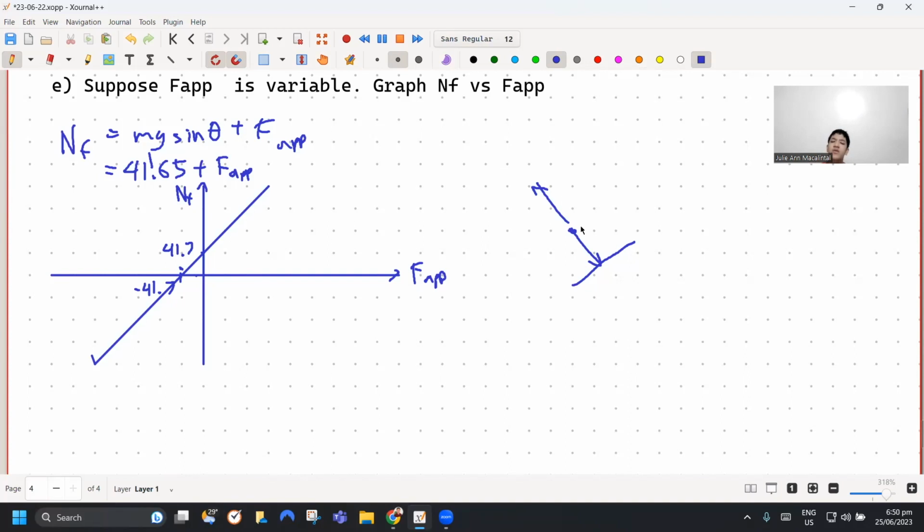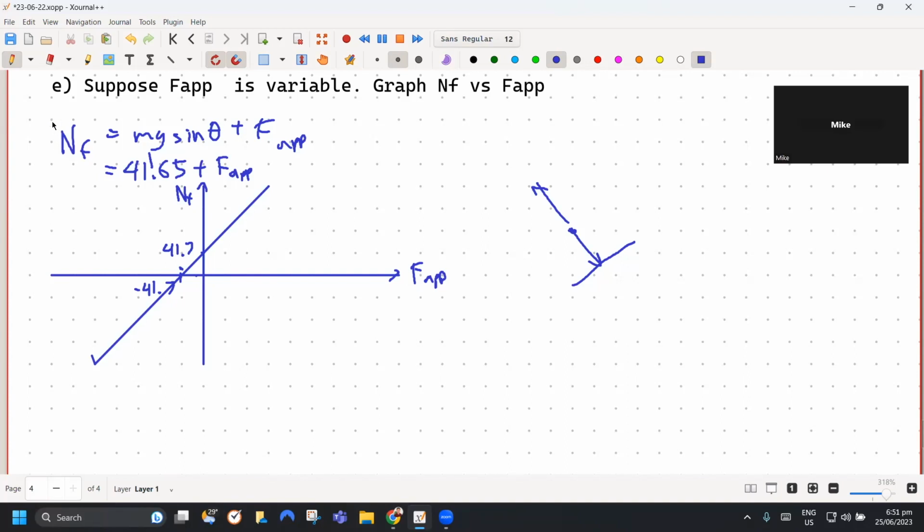Hindi, ganito. Remember, the normal force is the force exerted by what? By the surface of the floor. So if normal force is positive, then the surface is pushing the object. So, paano kapag ang normal force negative? Is the floor still pushing the object? Pulling na.